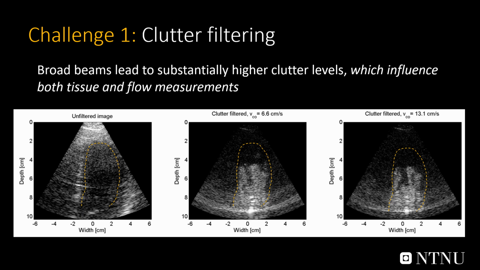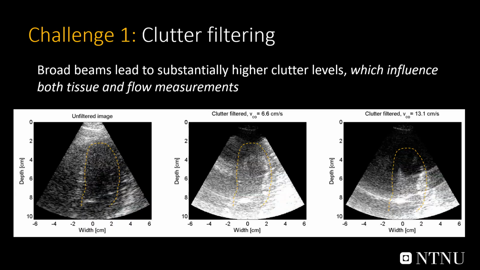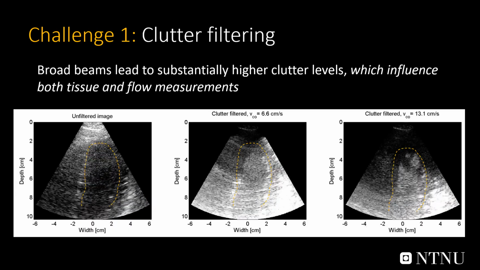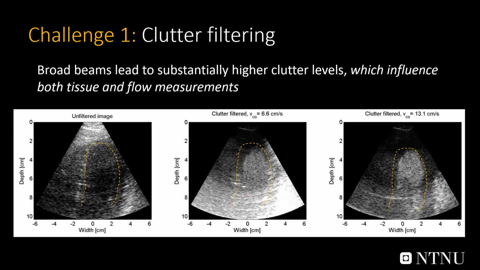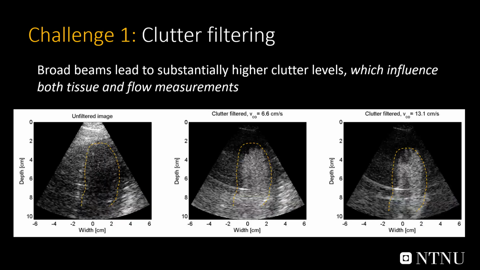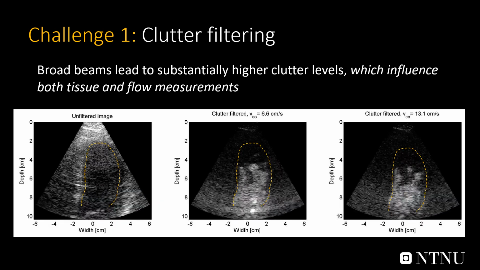Challenge number 1, clutter filtering. Broad beams lead to substantially higher clutter levels, which influence both tissue and flow measurements. In this example, we have a single diverging wave, we have the unfiltered image to the left, and the data after clutter filtering with 2 different cutoff values for the clutter filter to the right, 6.6 cm per second and 13.1 cm per second. We can see that during the heart cycle, the tissue signal is getting through the clutter filter and heavily impacts the blood signal.